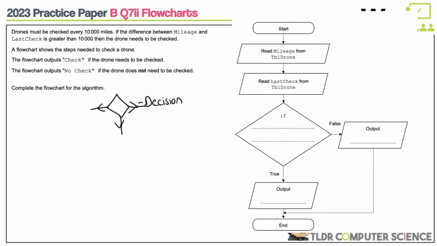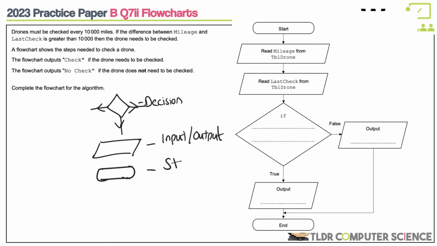Most of them, I think, are just 2. What else we got? Parallelogram. That's for input, output. We've got 2 more to go. What are the other 2? Rounded rectangle is for terminators, or start, stop. And finally, rectangle is for what? Process, to do something, to make a calculation, to store a value, etc.